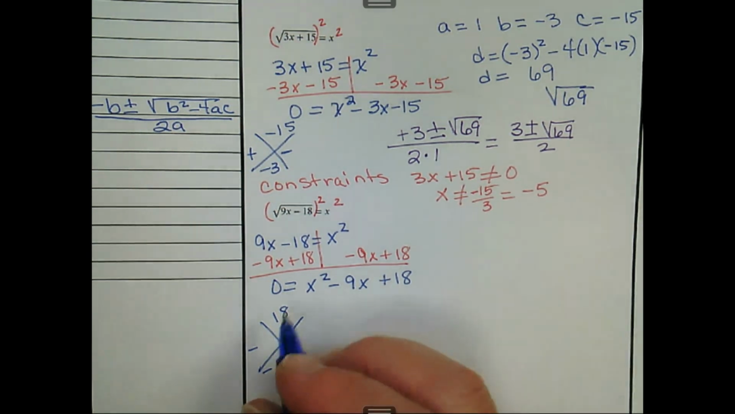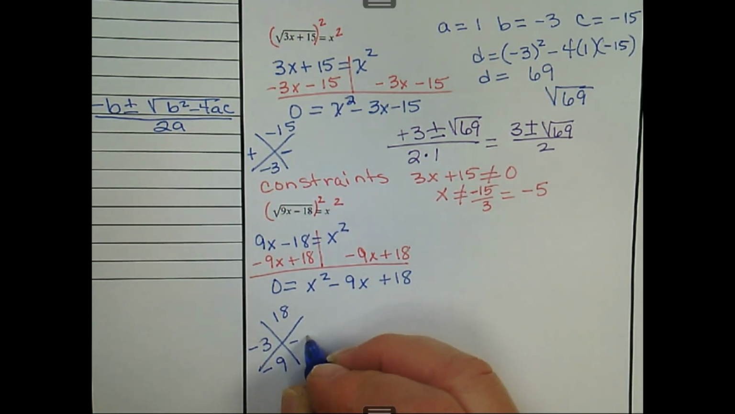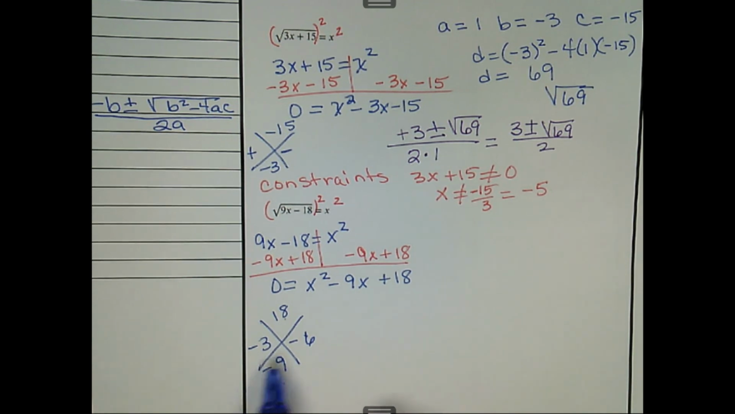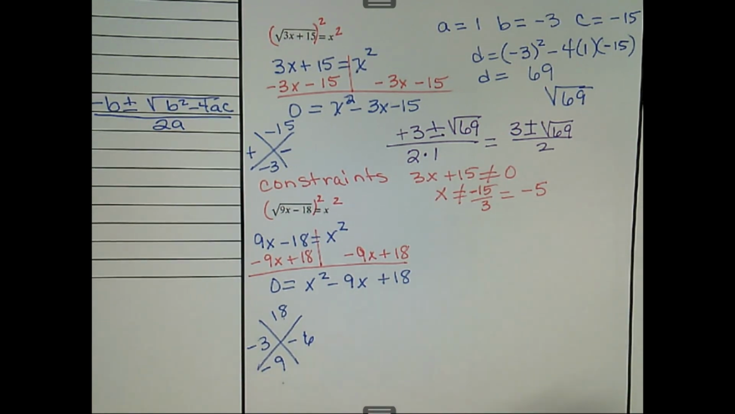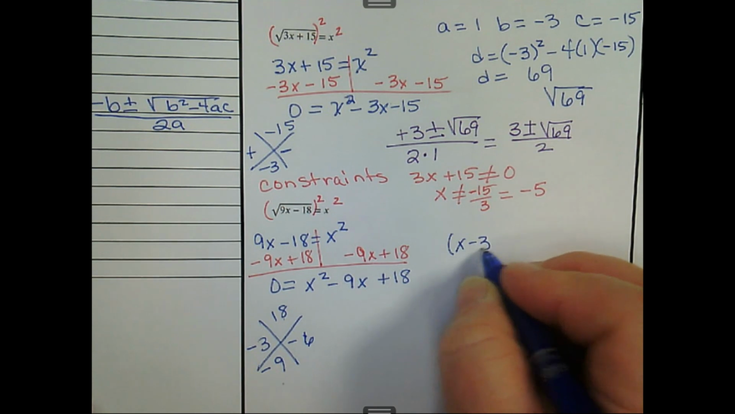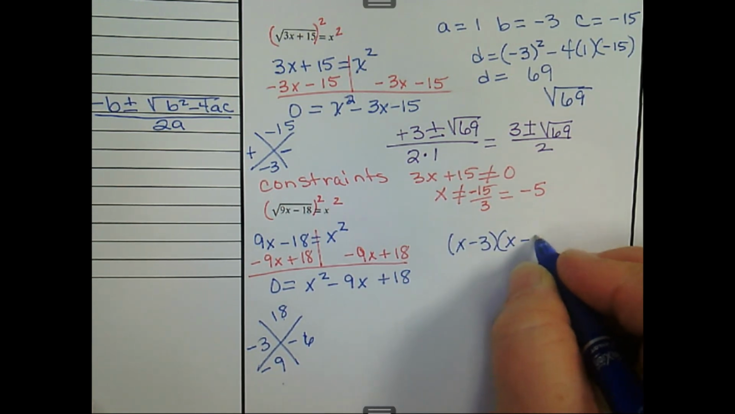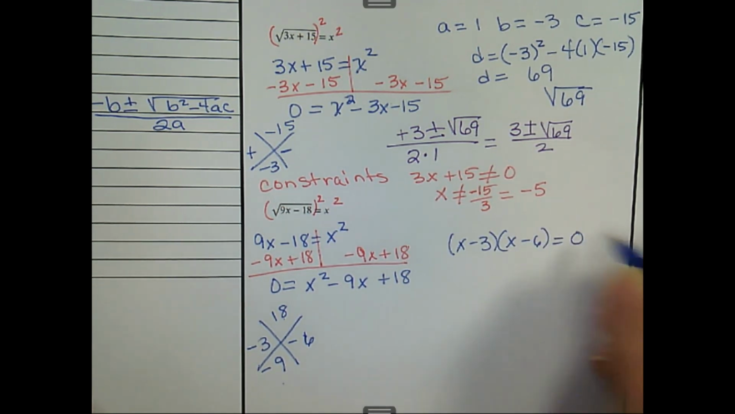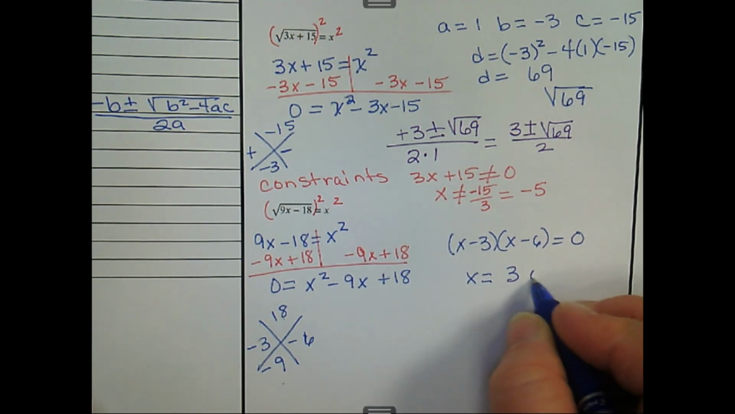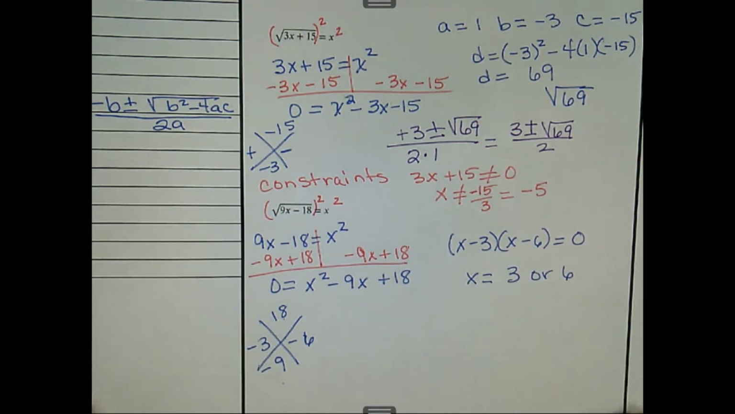So it's x times 3 and x times 6. Factors of 18 that add up to 9, both of them are negative. I kind of worded it wrong when I was trying to subtract. Sorry about that. So this means I've got x minus 3 times x minus 6 is equal to 0. X is equal to 3 or 6.